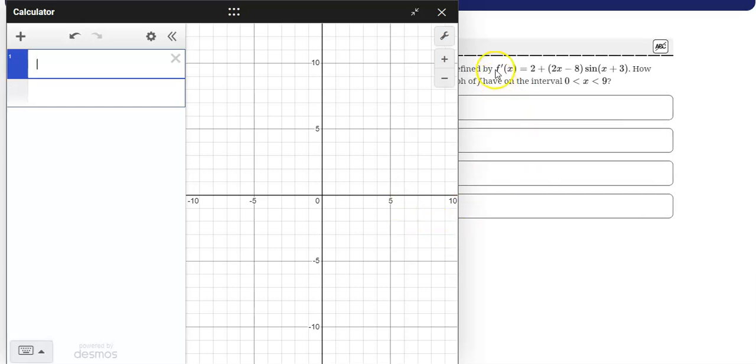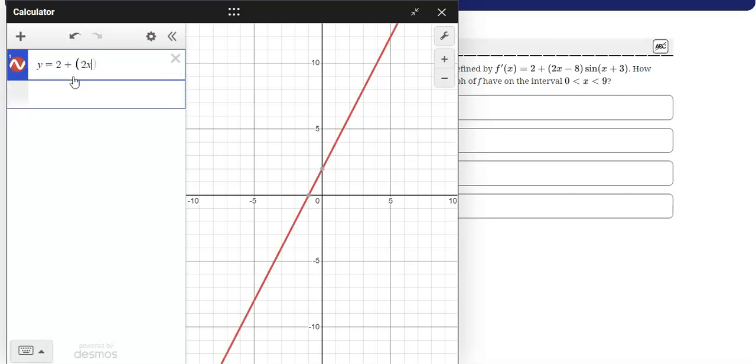And what I'm going to do is graph this derivative. Now, I can't type it in as f prime of x because Desmos is going to think I'm asking it to do a derivative. I don't want Desmos to do a derivative here. I just want it to show me this graph. So I'm just going to type it in as a y equals equation. So y equals 2 plus.